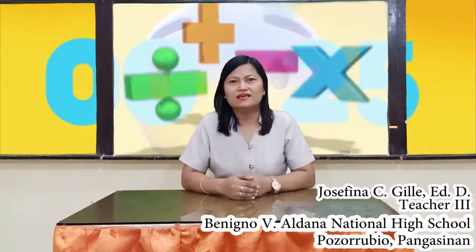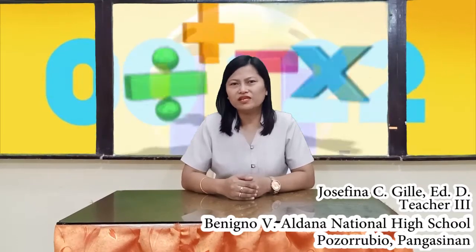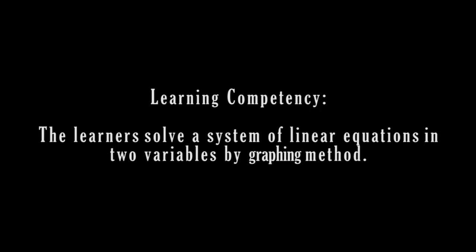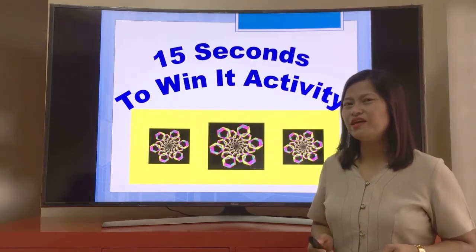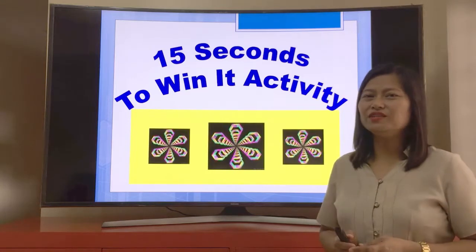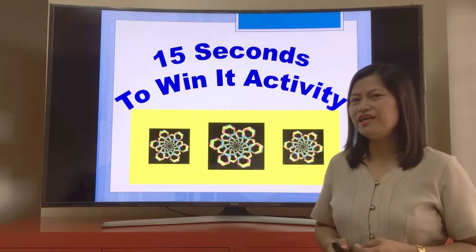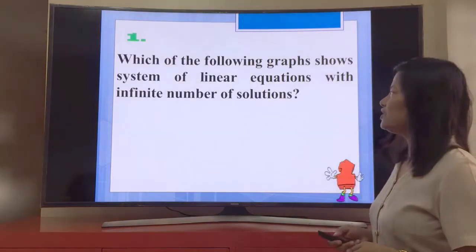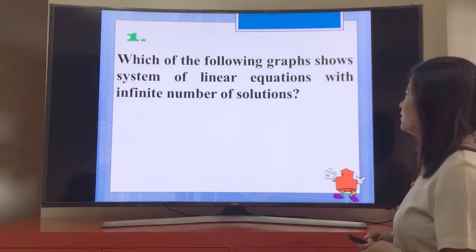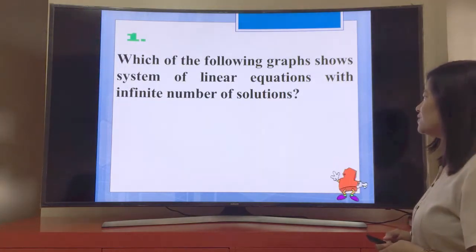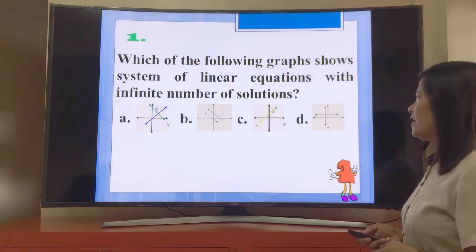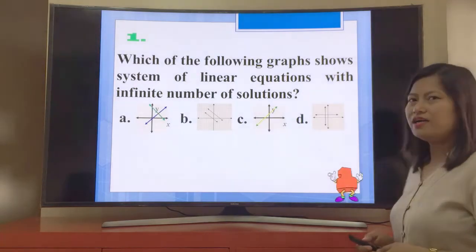Today's episode is solving system of linear equations in two variables by graphing. Let's have first the 15 seconds to win it activity. So you are going to answer the question in 15 seconds. Question number 1. Which of the following graphs shows system of linear equations with infinite number of solutions? Is it A, B, C, or D?